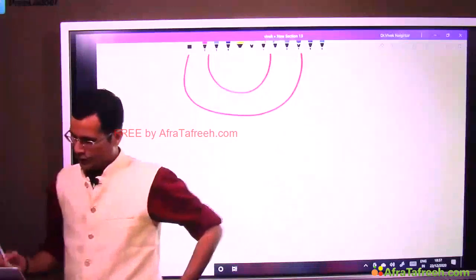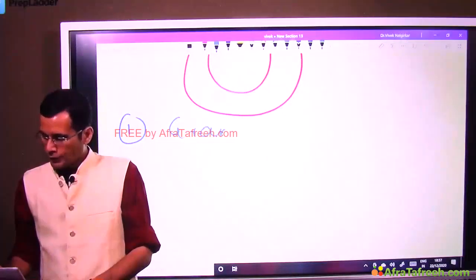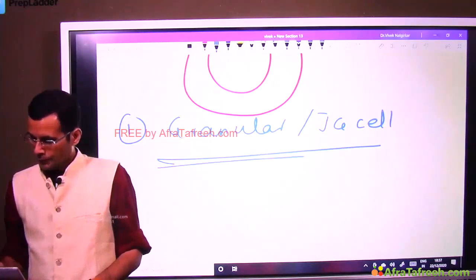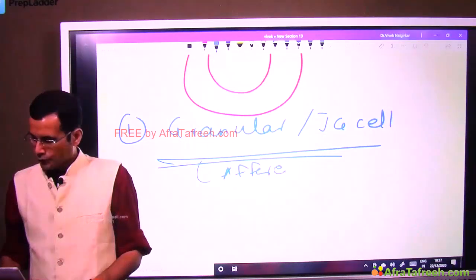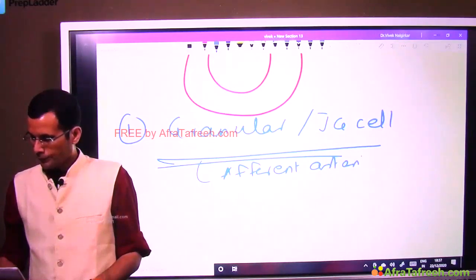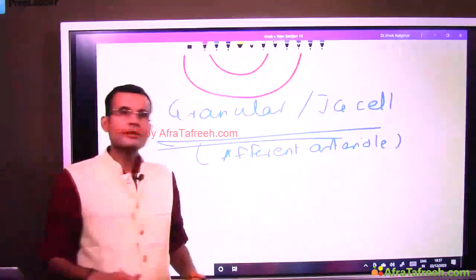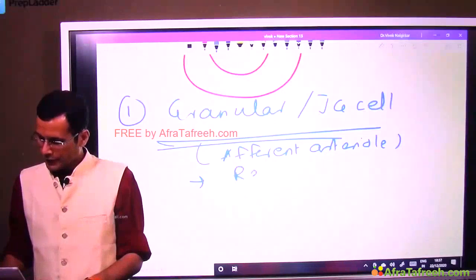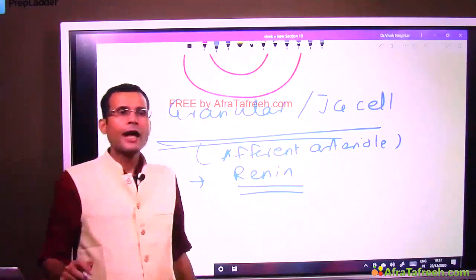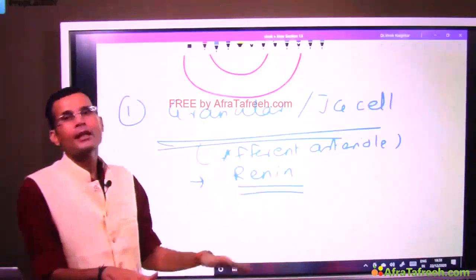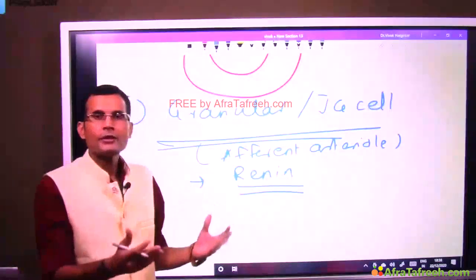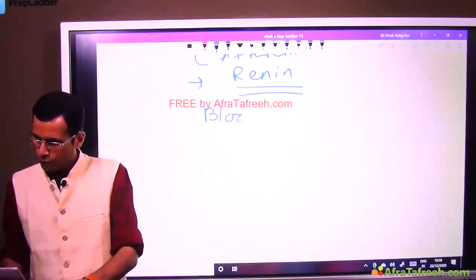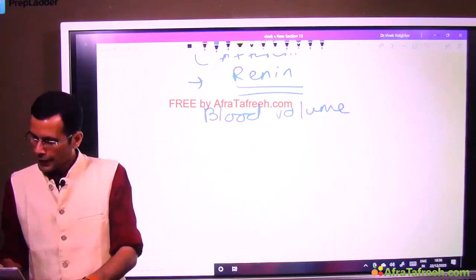Let's see the cells in the JG apparatus. First, the granular, or also called as JG cell, which is in the afferent arteriole. Granular or JG cell. What is its function? It synthesizes the enzyme renin, actually prorenin, which then forms the renin. So what is the importance of this? This is involved in regulation of blood volume and blood pressure.